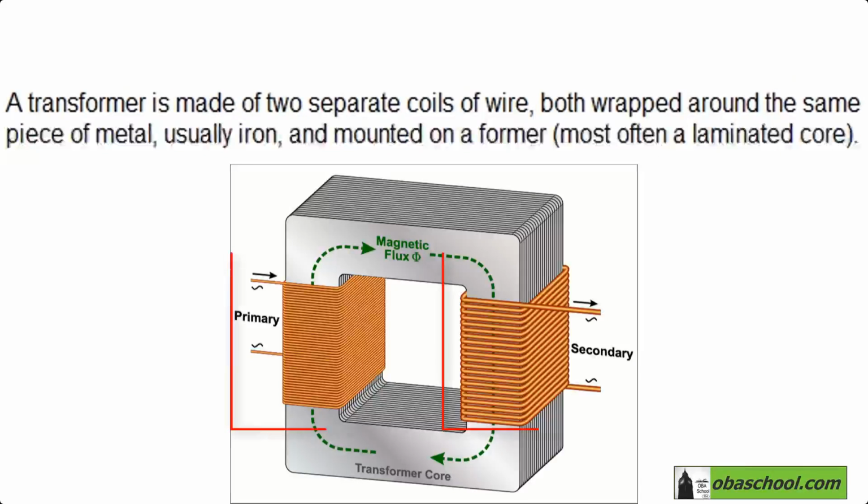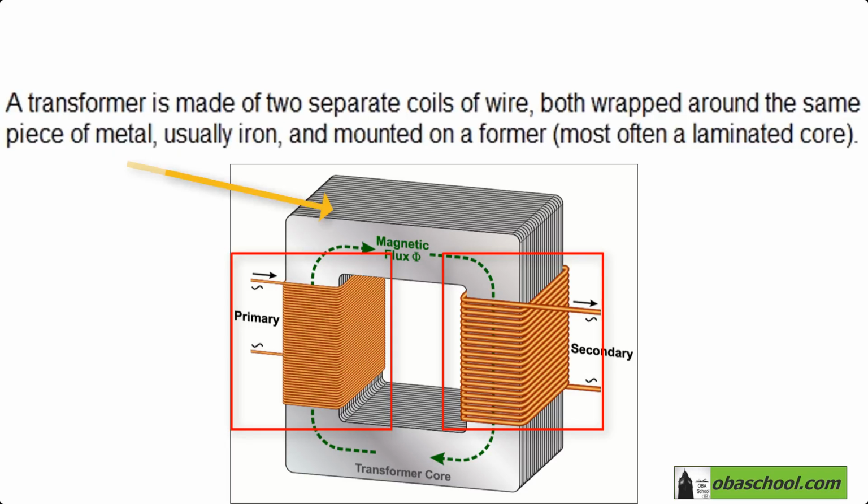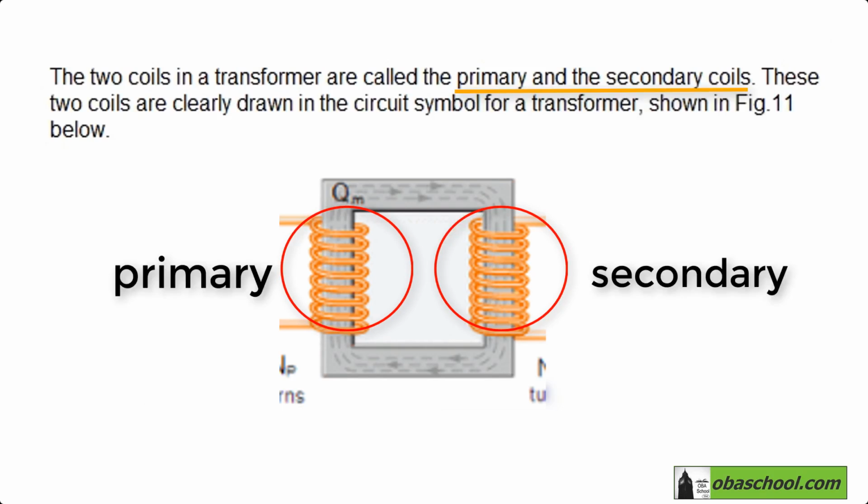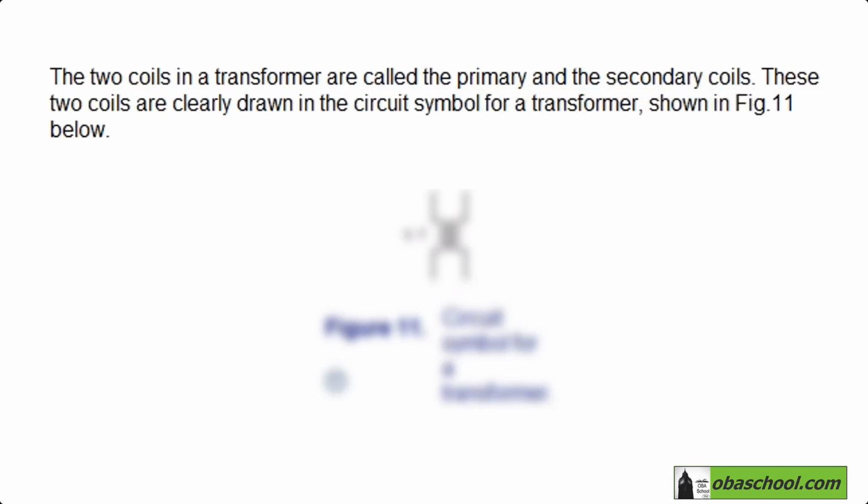It is made up of two separate coils of wire. They are both wrapped around the same piece of metal that is usually made up of iron. The two coils in a transformer are called the primary and secondary coils. And the circuit symbol of a transformer is shown in this figure.